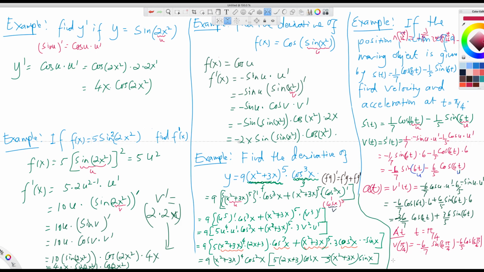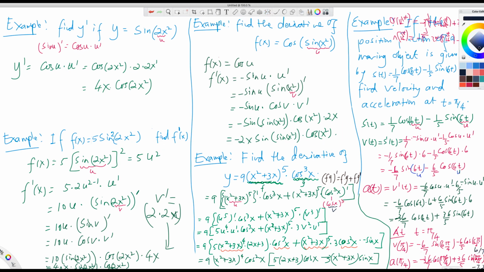Similarly, the acceleration at pi over 4 will be negative 36 over 7 cosine 6 times pi over 4, and then plus 36 over 5 sine 6 times pi over 4. I forgot that there is also the 6 in the angle.